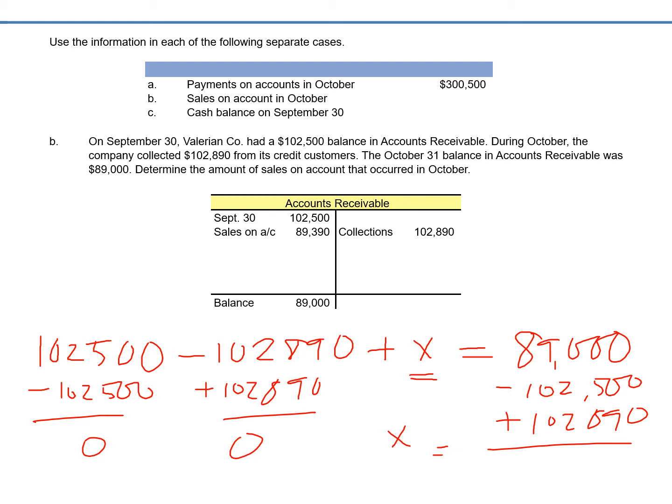That's our debit. So you have original balance of 102.5. We have sales on account increasing our balance by 89,390. We collected 102,890 from our customers, and that's how we get to our ending balance of 89. So our sales on account, 89,390. Okay.